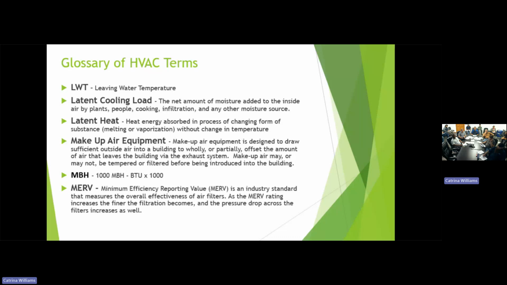So there's a drawback to everything. Filters are tested nationally to a MERV standard. So you might want the better filter, which is going to have more pressure drop, which may affect your airflow. You need to take that into account: airflow and/or horsepower to move it.